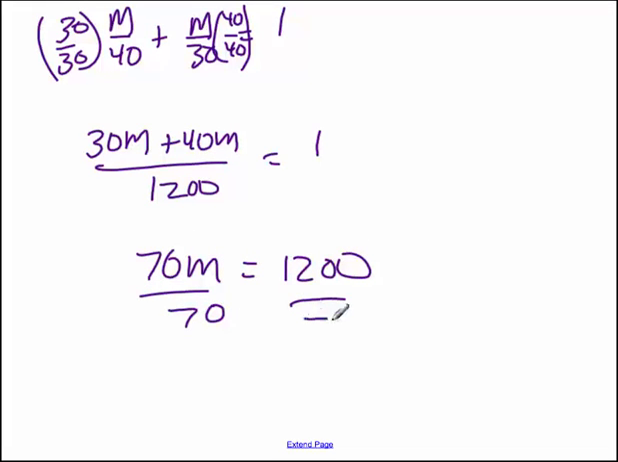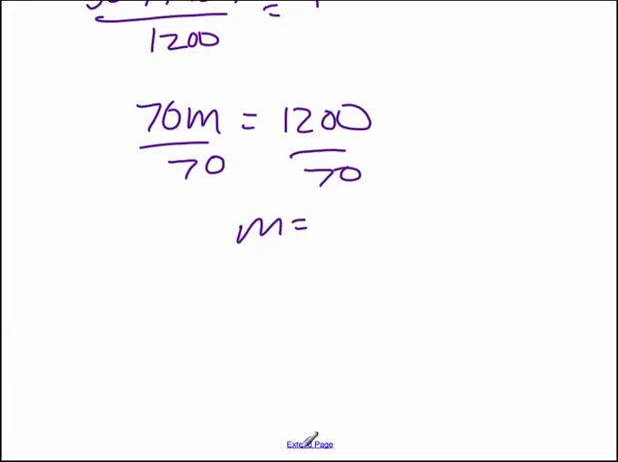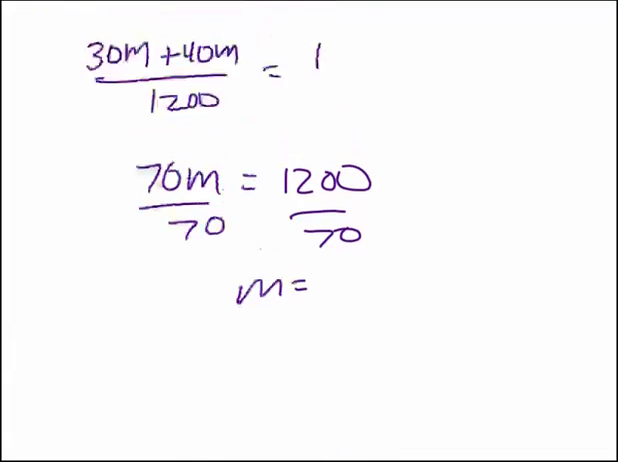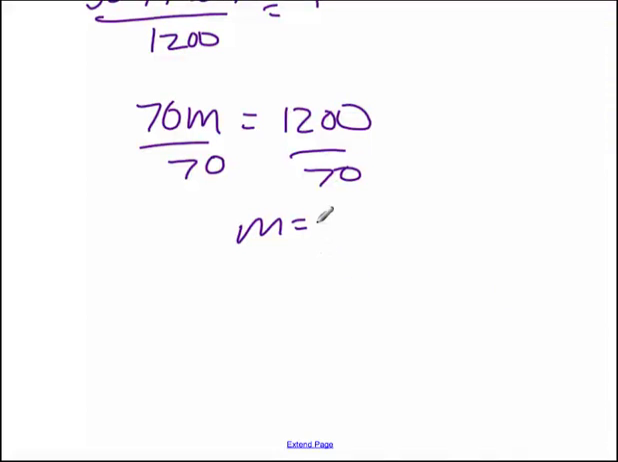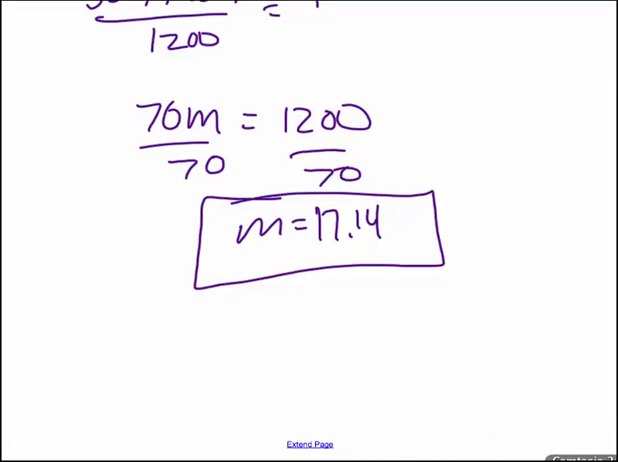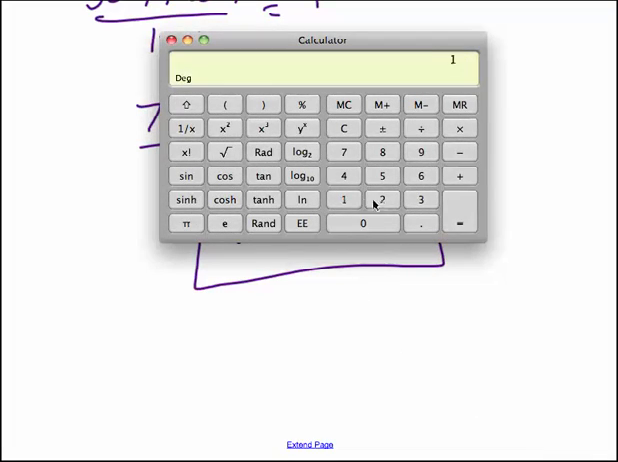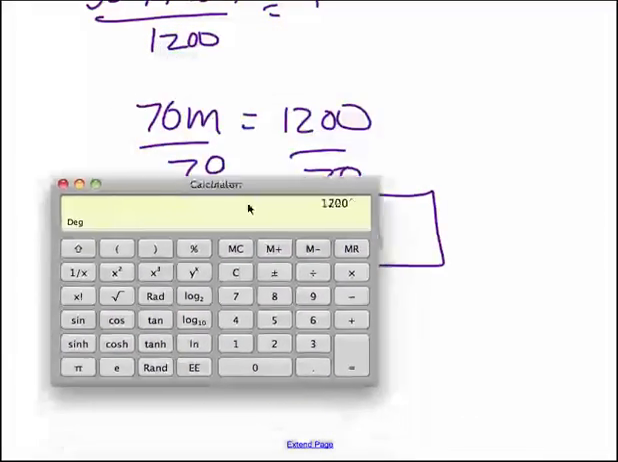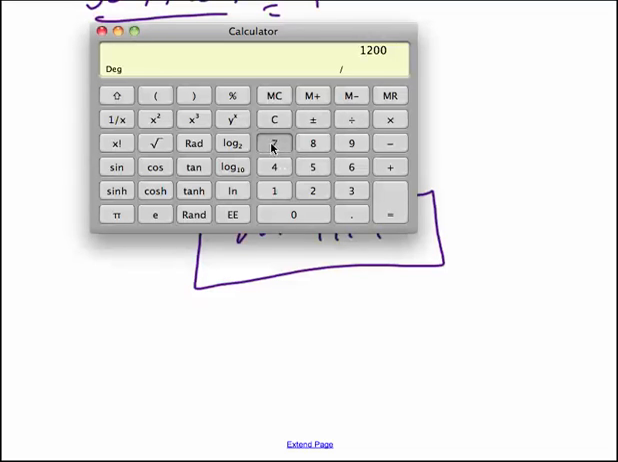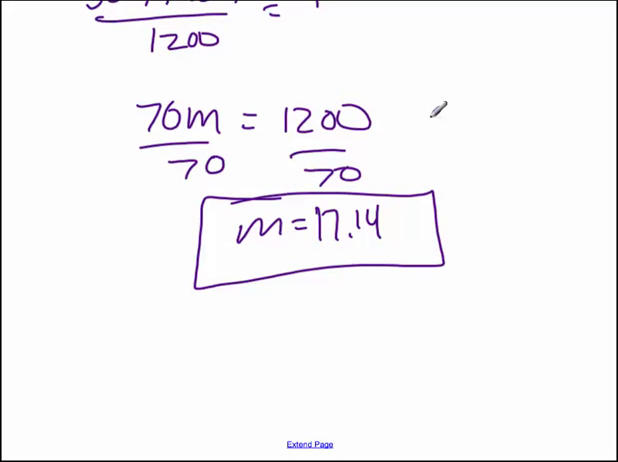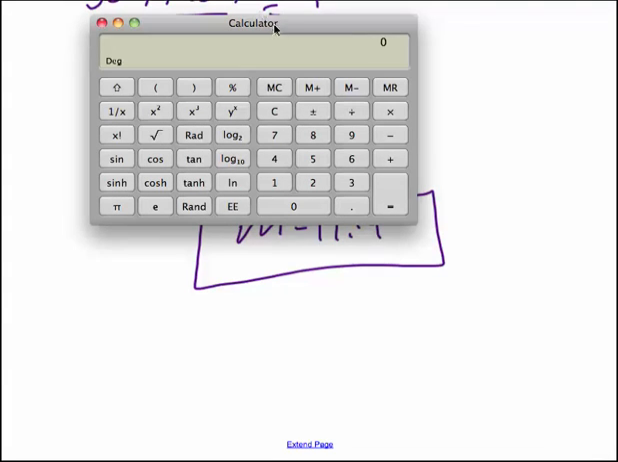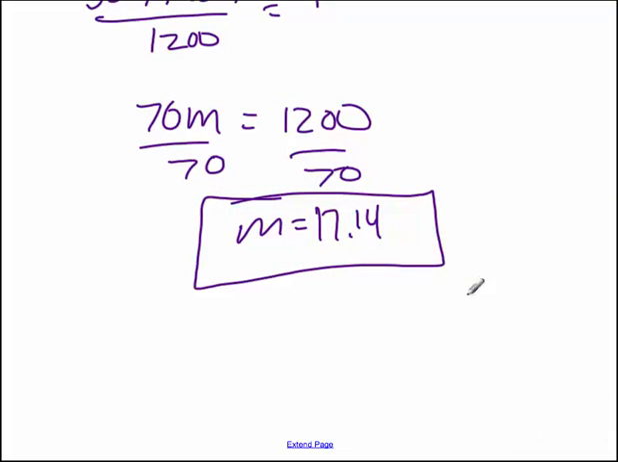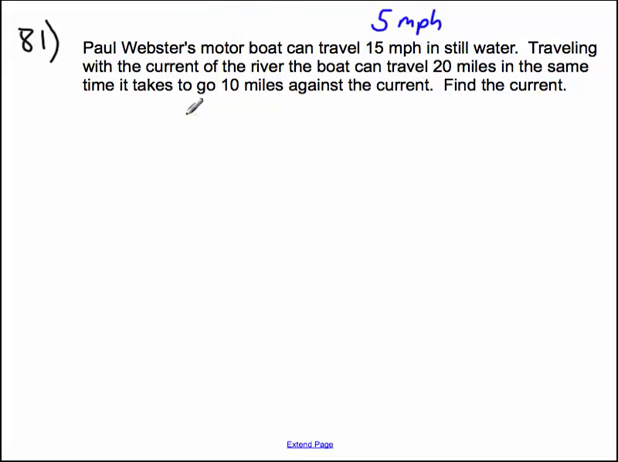Divide by 70, divide by 70. M is equal to, let's see, 1200 divided by 70. That's exactly 17.14 minutes. And just to prove it to you, 1200 divided by 70 is equal to 17.14 minutes. Dang it, I closed that. Open it again. There it is. Okay, 17.14 minutes.